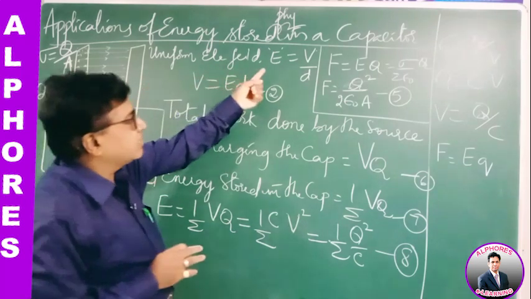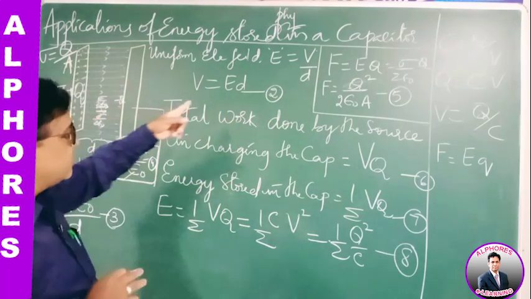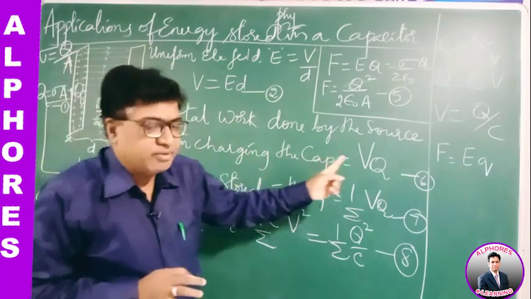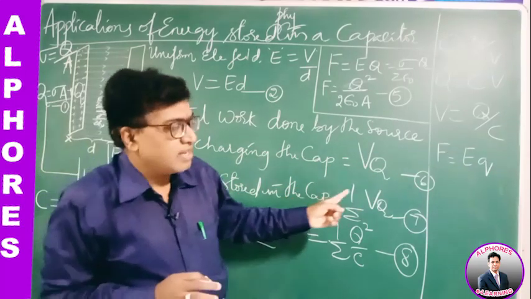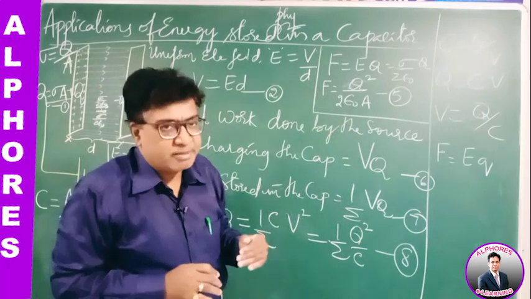Then the electric field E you can write as V by d, so the potential is V equals E d. The potential difference between the plates is V. Work done is VQ. Total energy stored in the capacitor is half VQ. So this can be written in these forms. And the force of attraction between the plates like this.